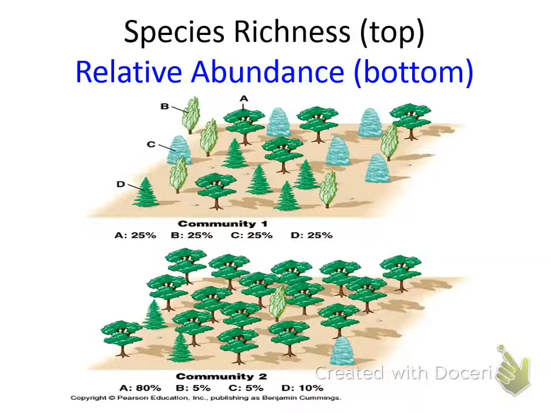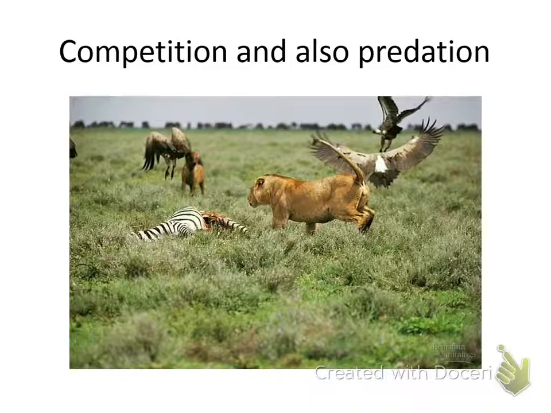Okay, so when we talk about communities, we're going to basically talk about how the different populations interact together. So on 2 it says interspecific interactions. Okay, so the first relationship we're going to talk about is competition. And competition is bad for both populations. So negative. It is considered a negative relationship.